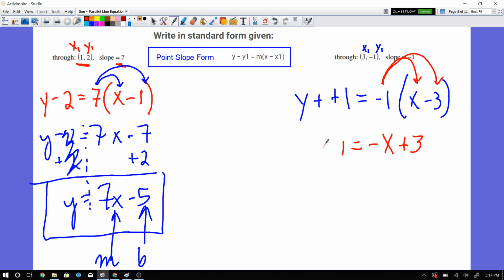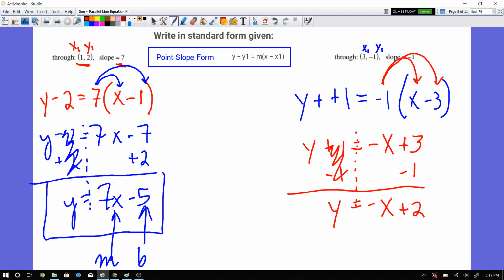Rewrite. Get rid of that plus 1. Negative x plus 2. There is your standard form or your slope intercept form, also known as standard.